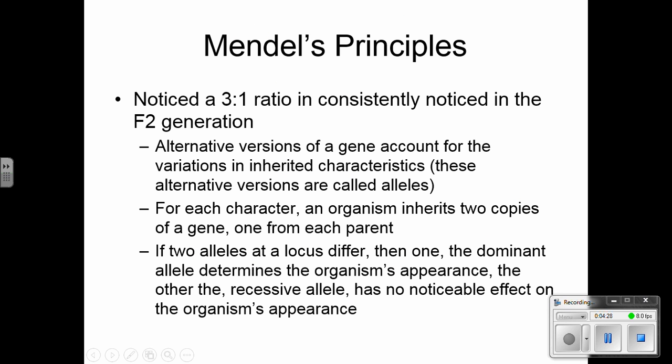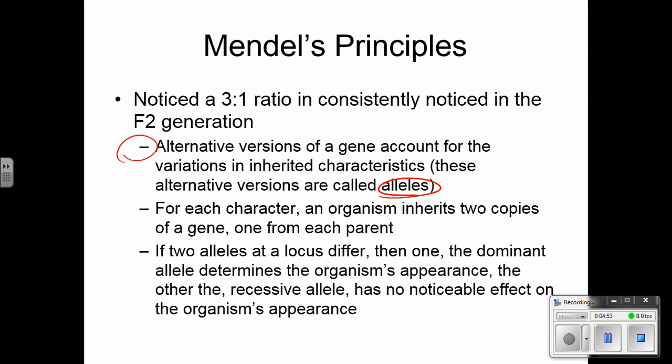So you notice that 3 to 1 ratio is consistently in the F2. He kind of came up with these ideas, so we now have put vocabulary behind it. Alternative versions of a gene account for the trait variations in inherited characteristics. These alternative versions are now called alleles. He just knew that there was something. There were alternative versions. There wasn't just one. There was purple and white.